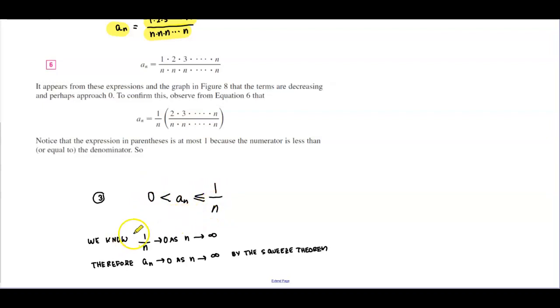Now, what do we know about 1 over n? Well, 1 over n approaches 0 as n approaches infinity. Therefore, a subscript n approaches 0 as n approaches infinity by the squeeze theorem.